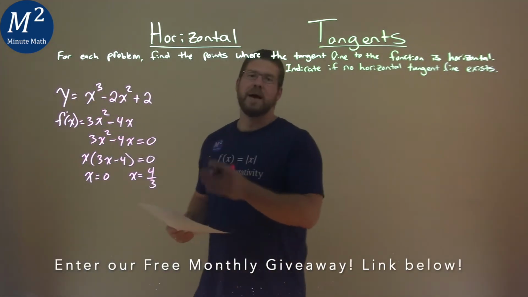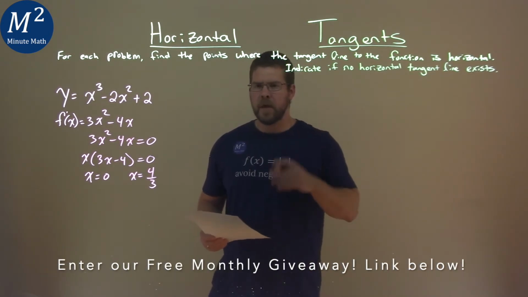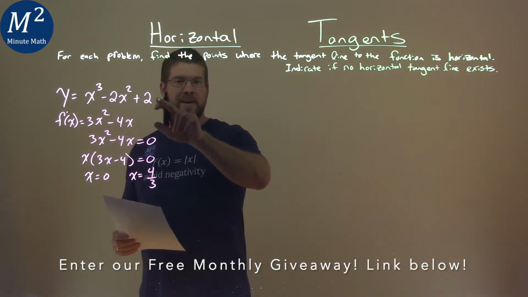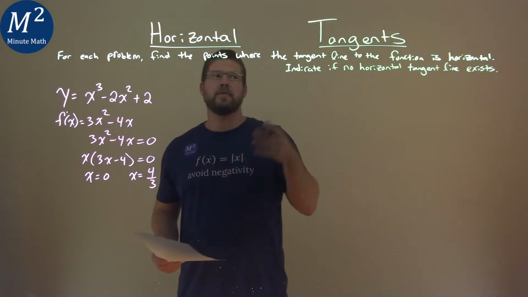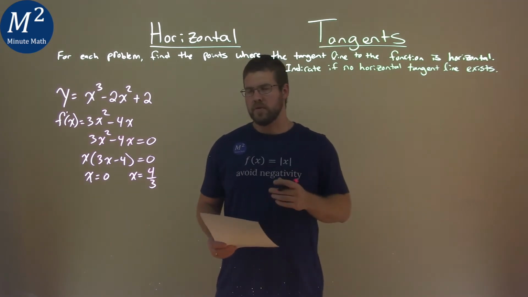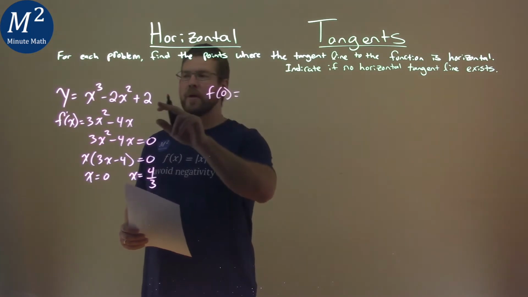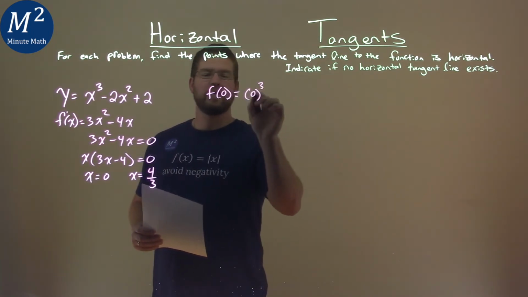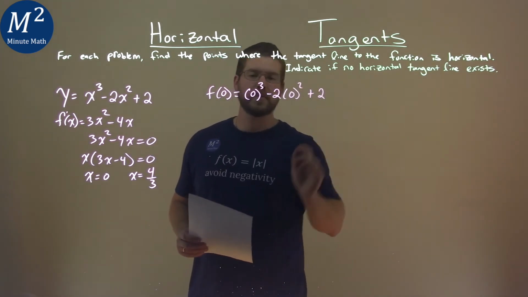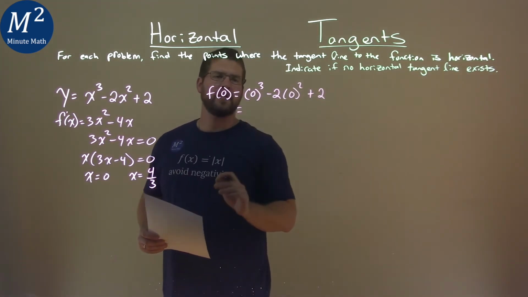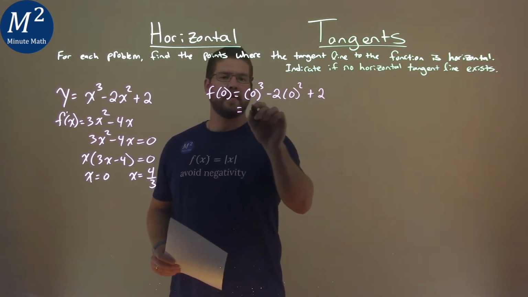So we have our two x values where this occurs, but we need to find the whole coordinate point here. So we use our original function right here, the first function, and we're going to plug in these x values to find the y coordinates where the tangent line of the function is horizontal. So let's go with the first one. We have f of 0. 0 is going in for x here. And we have 0 to the third power minus 2 times 0 squared plus 2. Solving that, pretty easy. 0 to the third power is 0. 2 times 0 squared, 0. We just have a 2 left over.